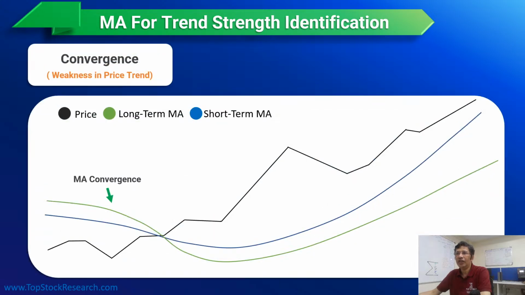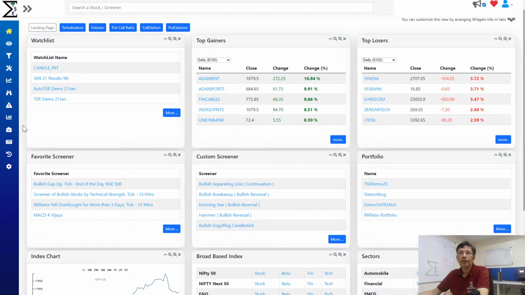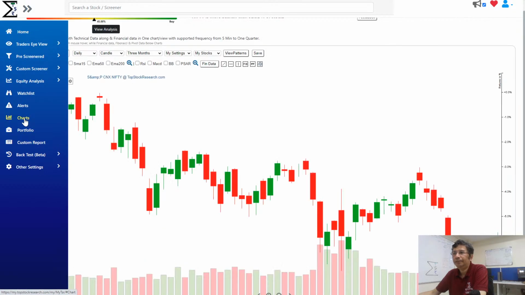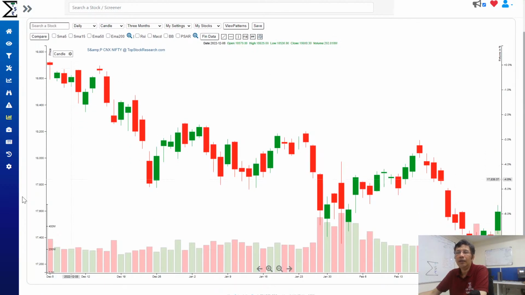MA for strength identification. So maybe it's time for me to tell you what a moving average is and how it looks in one of the real world examples, right? So we go to charts. In the charts, this is Top Stock Research chart.